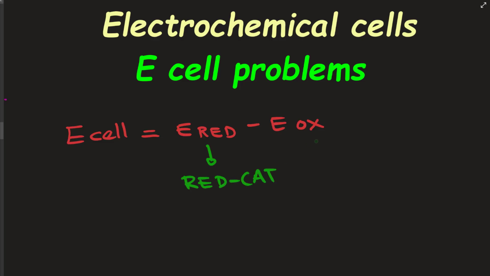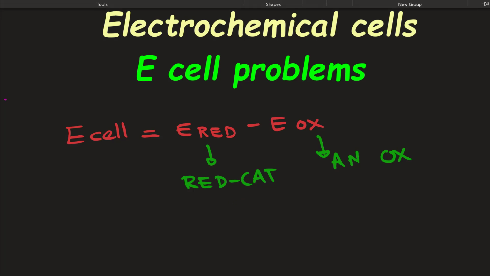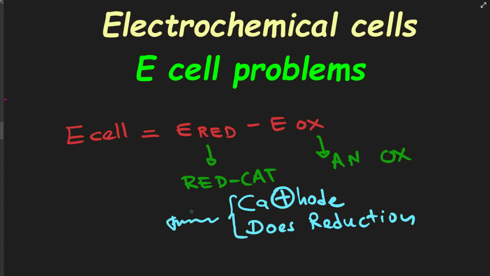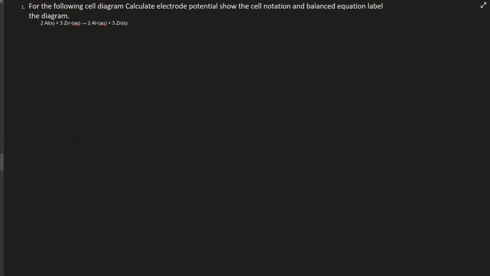Hi there. Let's do some problems calculating Ecell. The most important thing to see is that Ecell is actually E-red minus E-ox. Notice always the red cat. Whichever is more positive becomes the cathode, that is red cat, and it does the reduction. If it does the reduction, it is the secret agent, the oxidizing agent, that's okay.